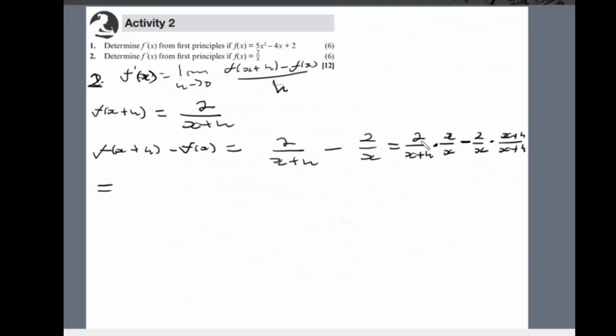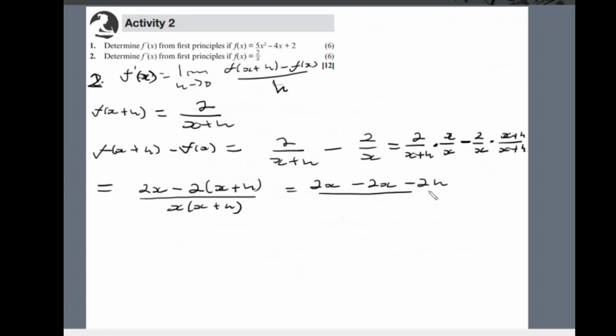So here we'll have 2x minus 2(x plus h), divided by x times (x plus h), right? So here we'll have 2x minus 2x minus 2h, divided by x times (x plus h), and the 2x and minus 2x will cancel, which will be minus 2h divided by x times (x plus h).